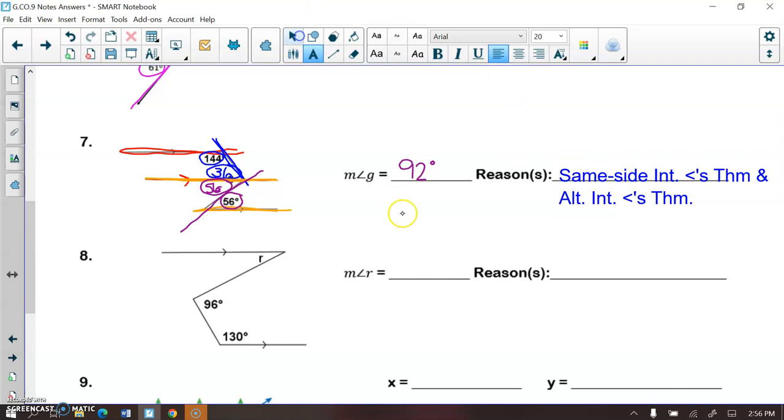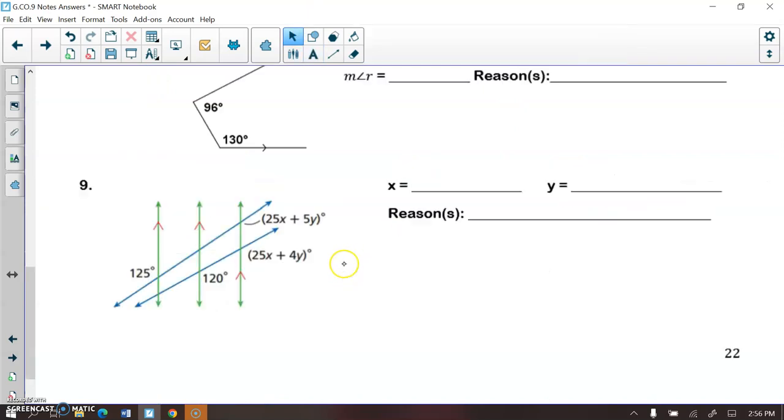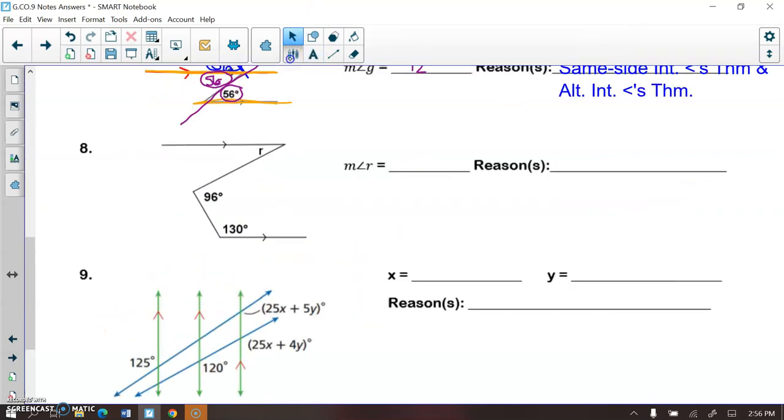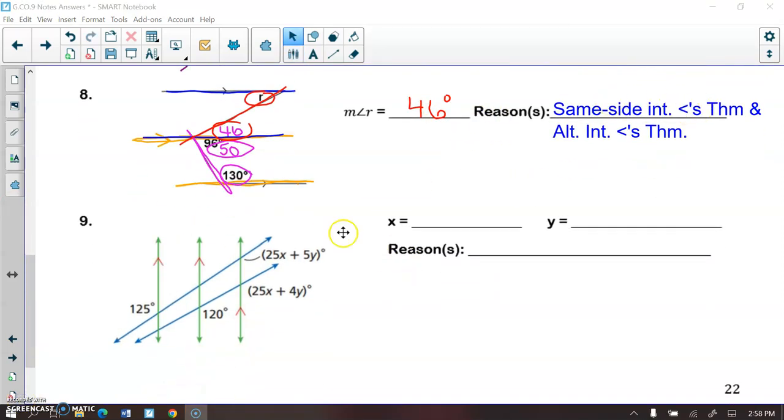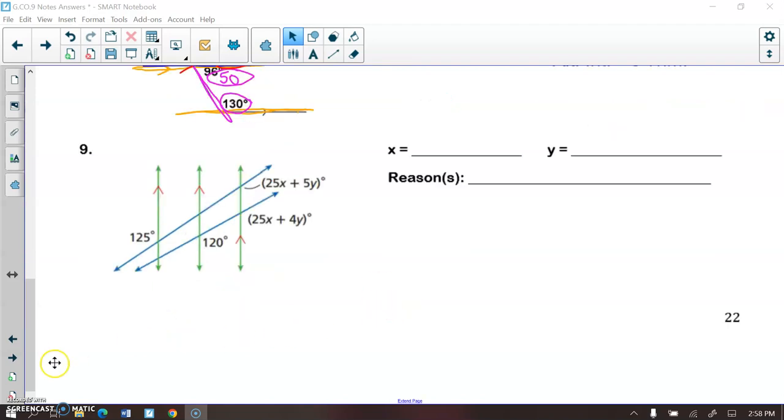I'm going to have you pause the video and try the next one on your own. Little hint, we want to draw an auxiliary line through here. That's parallel to the other two lines. All right, so you get R is 46 degrees using the same side interior angles theorem with these two, then doing 96 minus 50 to get this one, and then using alternate interior angles to get that.